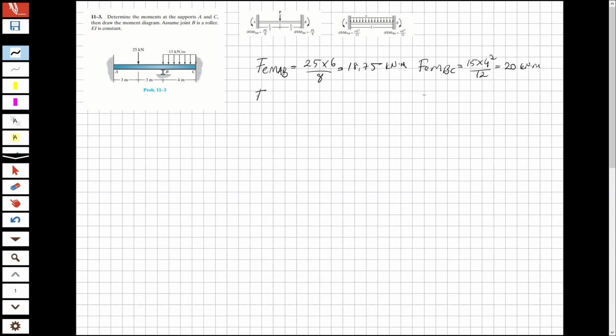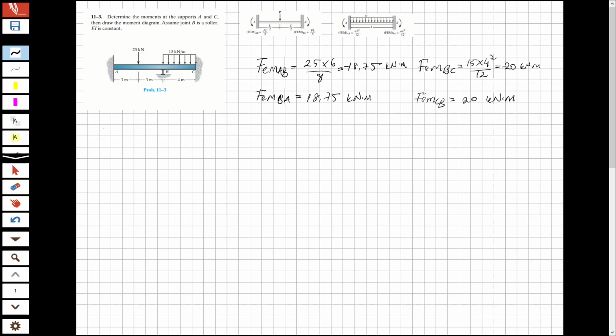For fixed end moment BA, it will be the same but you take it as negative, and this one is going to be positive, because you know that a clockwise fixed end moment is positive. And this is also going to be negative, and CB will be equal to 20 kilonewton meter.